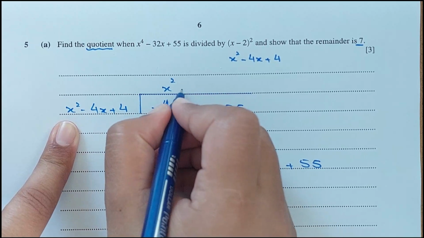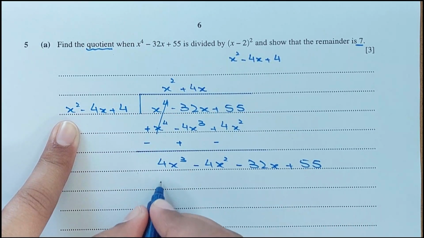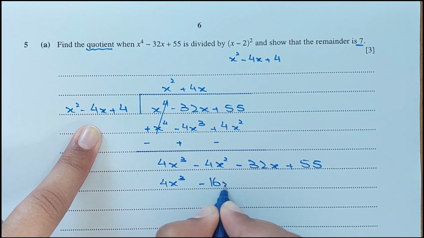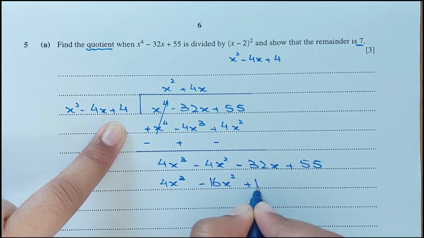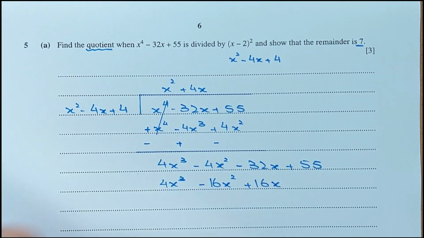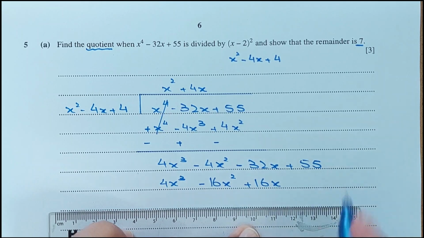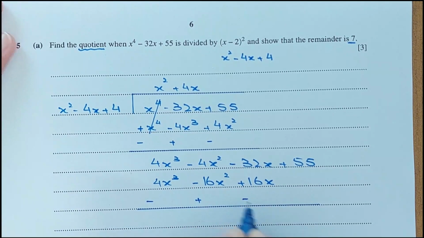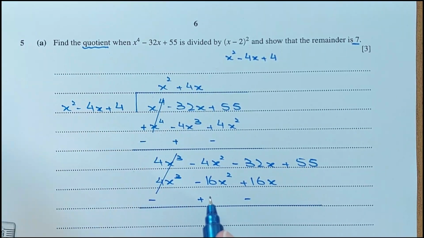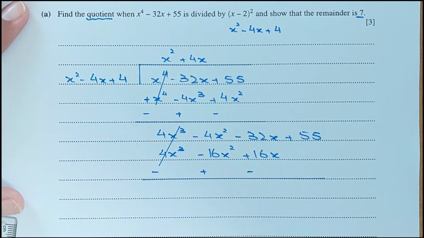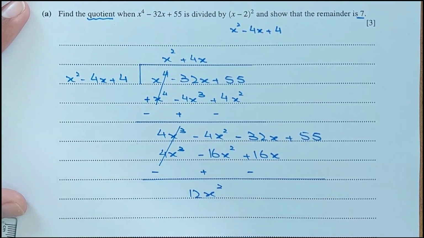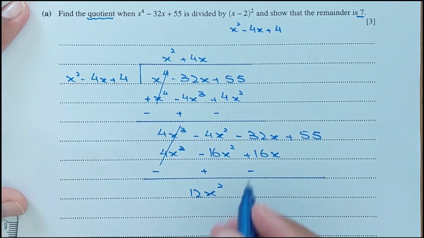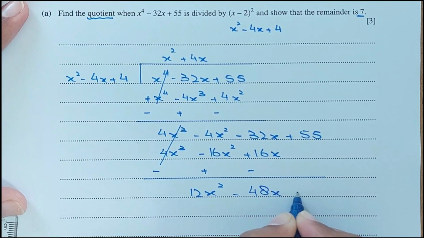4x cube, so we add 4x. Multiplying with 4x, we have 4x cube minus 4 times 4 is 16x square, 4 times 4 is 16x, right? Again subtracting, so we have negative, positive, negative, this cancels out, and 16 take away 4 is 12x square, and we have negative 32 negative 16 is minus 48x plus 55.